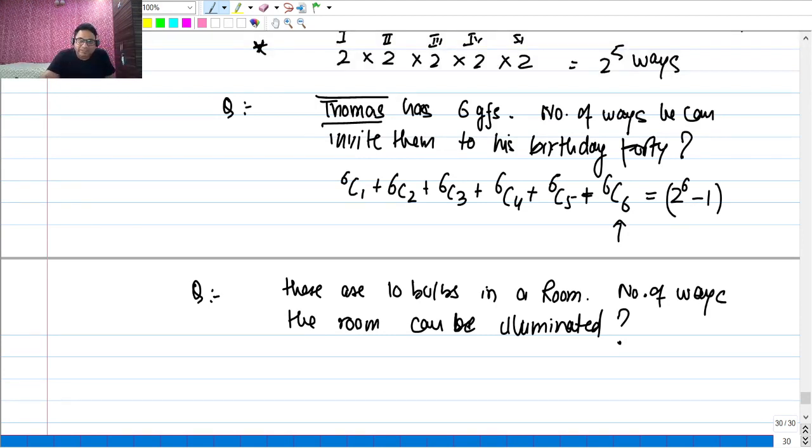Yes, Arnav, 2 to the power 10 minus 1. So either the room is illuminated if out of 10, 1 is switched on, or out of 10, 2 are switched on, or out of 10, 3 are switched on, or out of 10, all 10 are switched on, which is 2 to the power 10 minus 1.